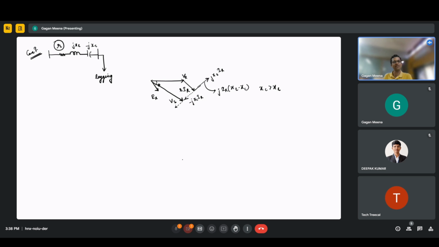But if the load is leading, then it is VR, IR. This is IR, leading load, IR. Then this will be XL. This is minus XC, minus JI into XC. And if this is larger, XC is more than XL, then it will be like this. And VS will be here.